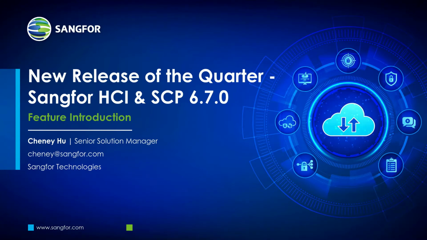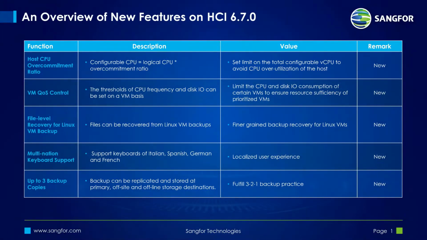And this quarter, we are going to have this 6.7.0 new version, and the new version has gained a great deal of new capabilities to meet our customers' requirements. So let's take a look. First, I'd like to show you a bird's eye view of the new features that are coming on HCI 6.7.0. As you know, SCP is our cloud management for our HCI solution. It turns HCI into a cloud, be it private cloud or managed cloud. So the features we're going to introduce will be divided on HCI and SCP.